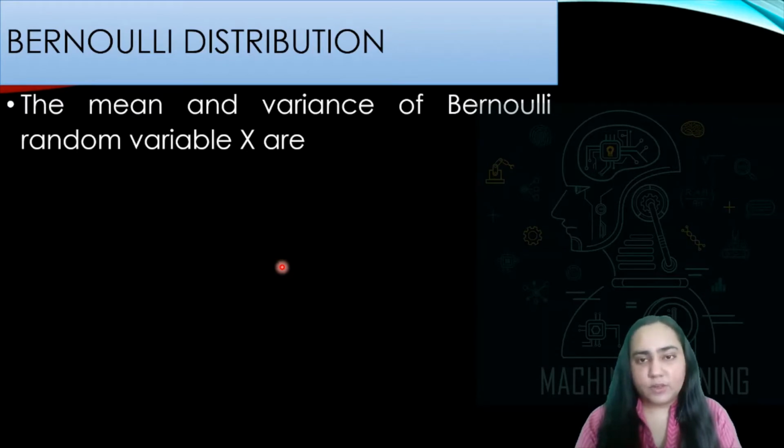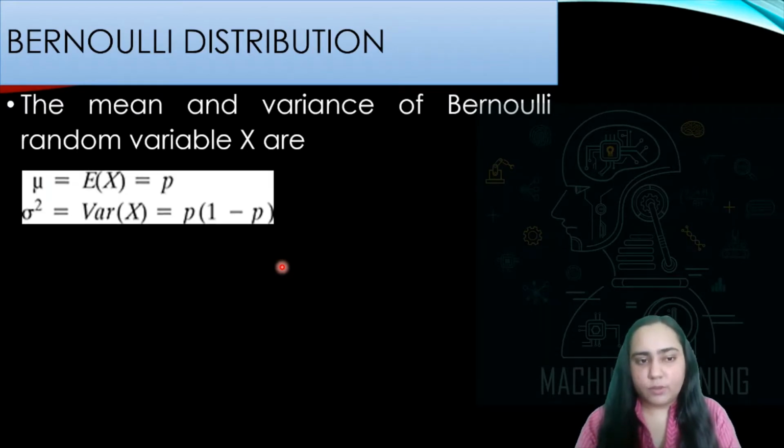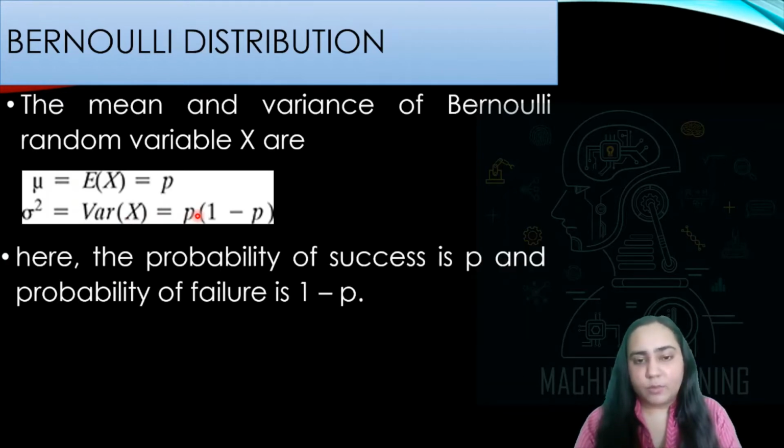The mean and variance of a Bernoulli random variable can be calculated like this. Mu, which is the mean, also sometimes written as E[X], is equal to p. And sigma squared, which is your variance, written as Var(X), is p times (1 - p). Here the probability of success is p and the probability of failure is 1 minus p. So wherever you see the lowercase p, that means it is the probability of success, and 1 minus p naturally would be the probability of failure.